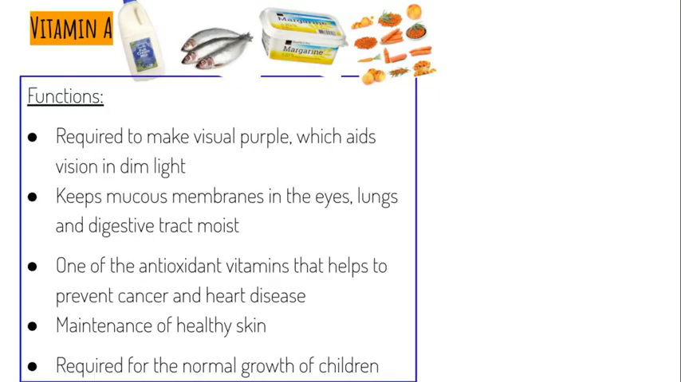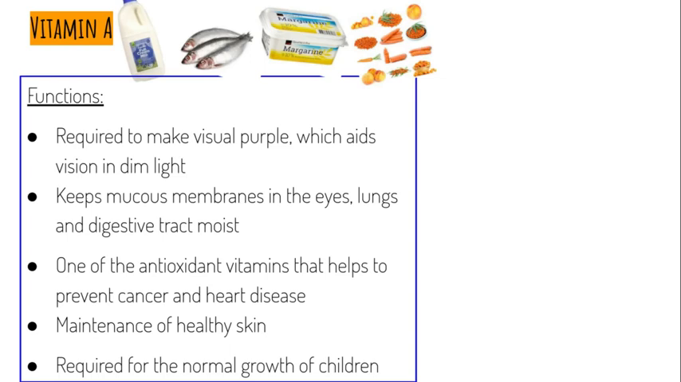Okay, so let's start with vitamin A. Vitamin A is required to make visual purple, which aids vision in dim light. That's one of its main functions. Now make sure in your answers that you give detailed functions like this. This is the difference between your knowledge at Nat 5 level and higher level. You have to be specific like I've been in these functions that I've given you here.